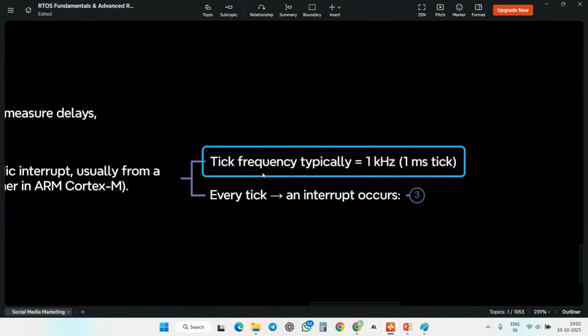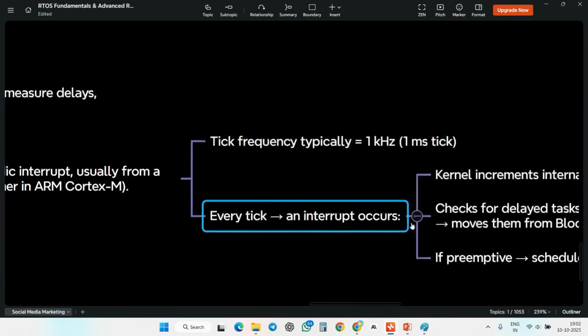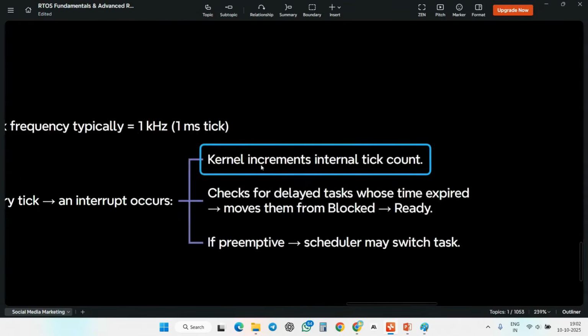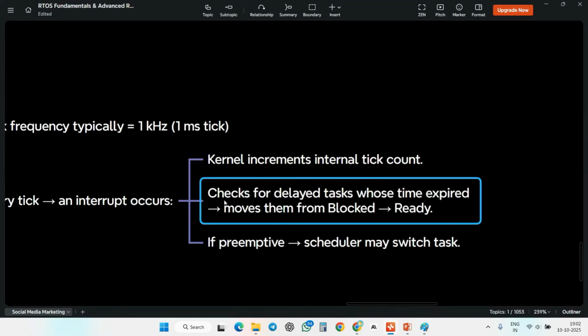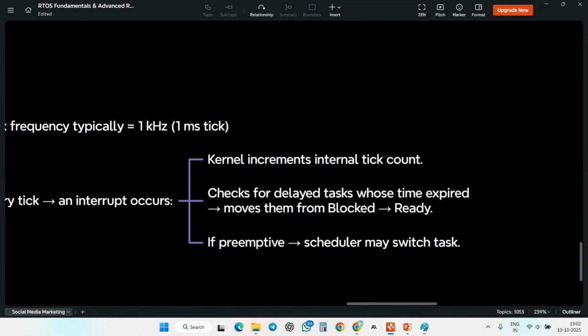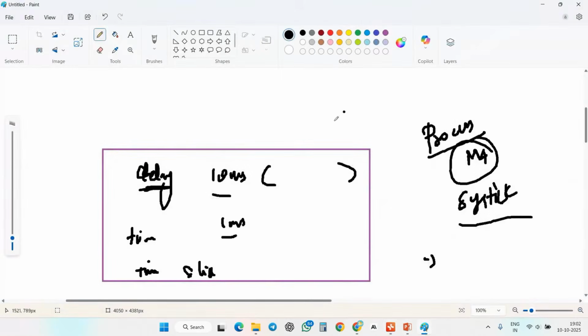It sets the tick frequency, counting at that frequency. Each tick causes an interrupt. The kernel increments the internal tick count, and it checks for delayed tasks whose time has expired and moves them from the blocked to the ready state. It may preempt, and the scheduler may switch tasks. For all those things, guys, you need the clock.